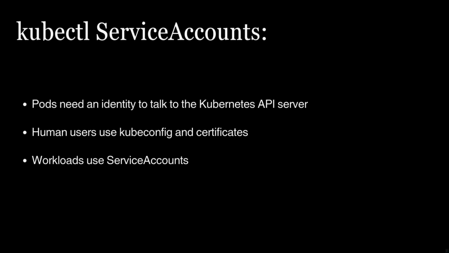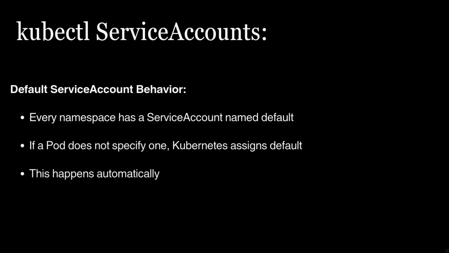These credentials include a token, CA certificate, and the namespace information. They are mounted under the path /var/run/secrets/kubernetes.io/serviceaccount. The token is used to authenticate to the API server. The CA certificate is used to trust the API server TLS connection. Together, they allow secure communication over HTTPS.